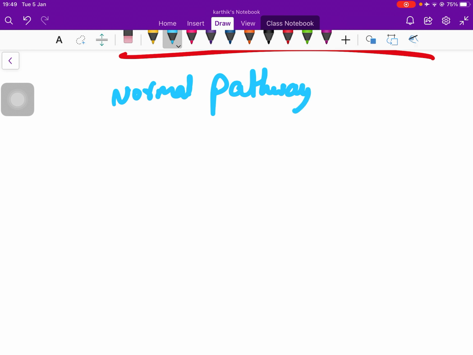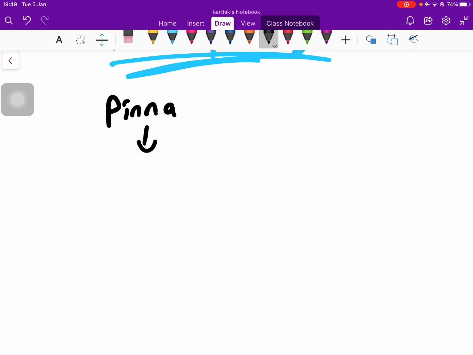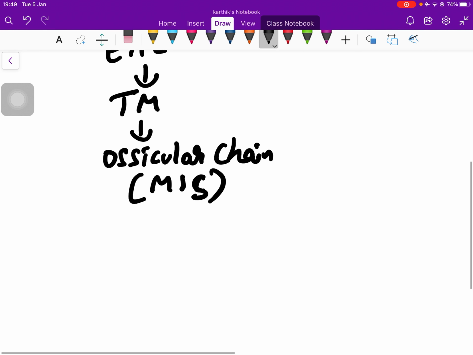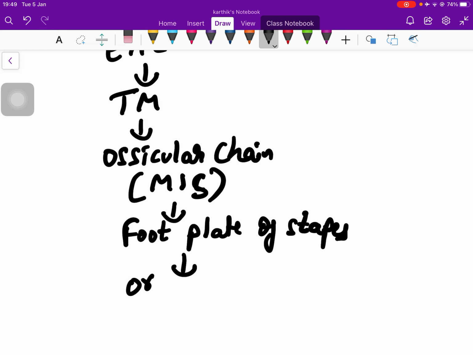From the pinna, it goes to the external auditory canal. From the external auditory canal, sound waves are transmitted to the tympanic membrane and then to the ossicular chain. The ossicular chain, I'm writing in short form, MIS: the malleus, incus and stapes. And on the stapes, we have the foot plate of the stapes. From the foot plate of the stapes, it goes to the organ of Corti in the inner ear.